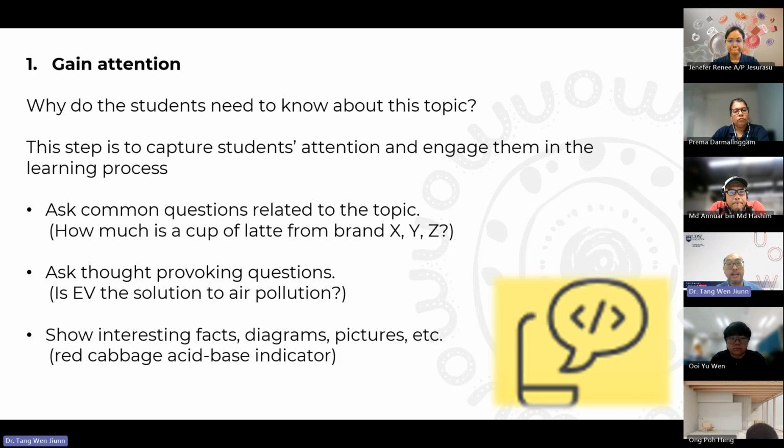And if we straight away jump into the lesson, that might lose them. So this is how we slowly go into the heavy part. We start with something light, we gain the attention first. Over here, it can be as simple as asking common questions related to the topic. For example, if you are talking about economics or business studies, you can ask them about the price of a latte for these different brands, to get their attention.